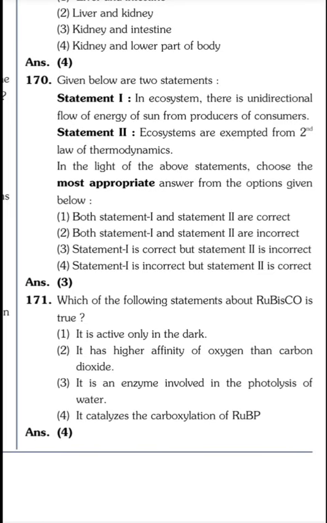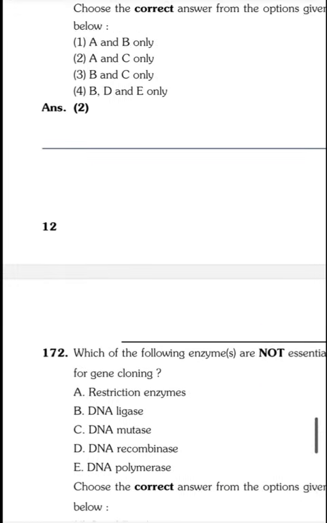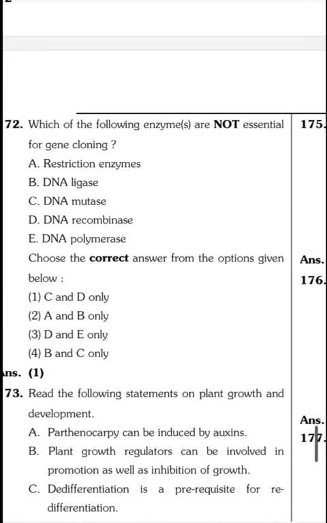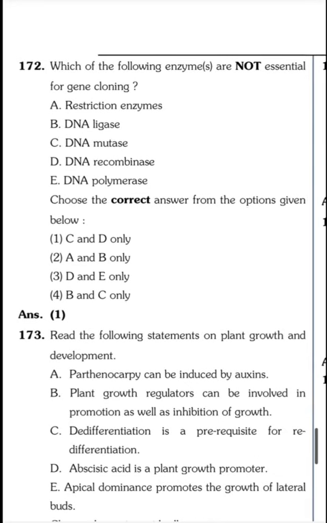It is an enzyme involved in photolysis of water. That is also wrong. It catalyzes the carboxylation of RuBP. Very correct statement. So carbon dioxide combines with RuBP in presence of ribulose bisphosphate carboxylase oxygenase enzyme. Fourth option is correct. Which of the following enzymes are not essential for gene cloning?